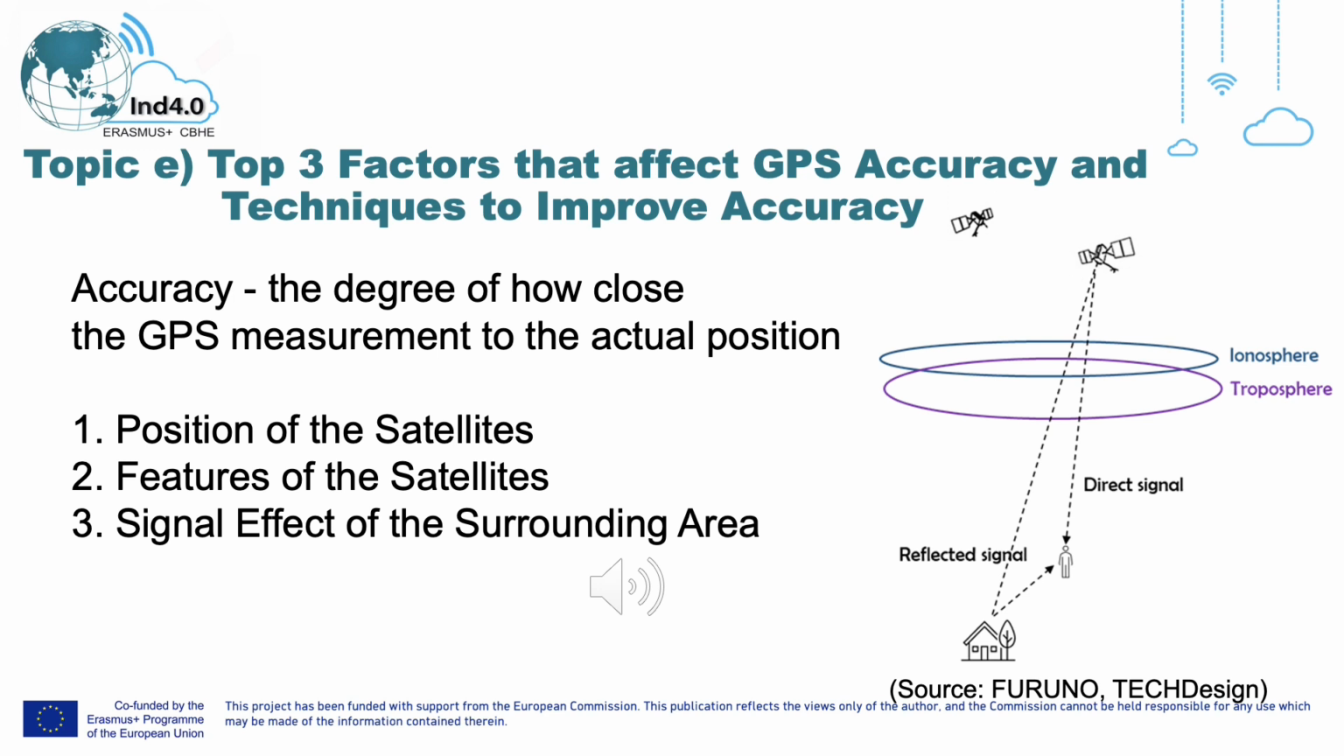There are multiple factors affecting GPS accuracy. What is GPS accuracy? It indicates how close the GPS measurement is to the actual position. The three main factors most prominent are the position of satellites, the features of GPS receivers, and the signal effect from the surrounding environment.